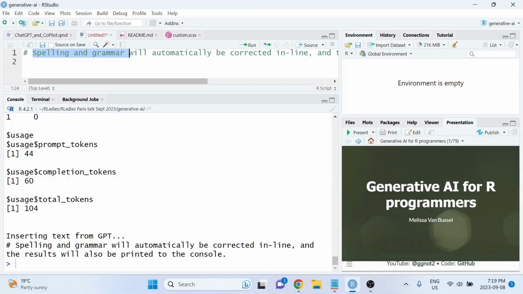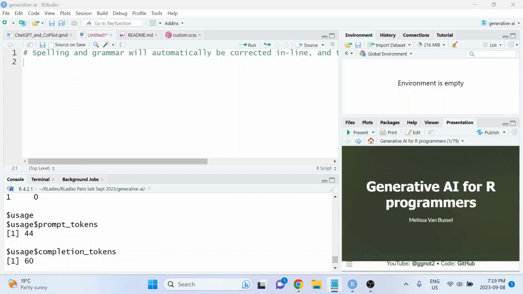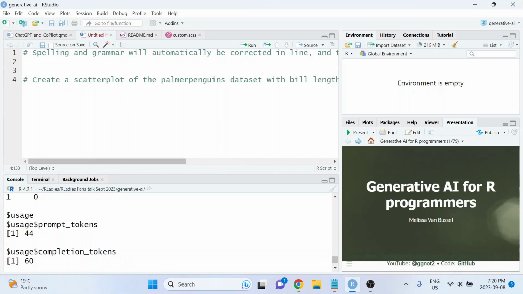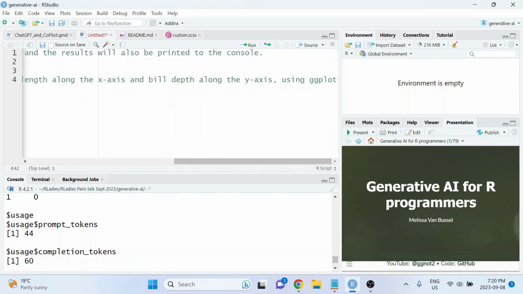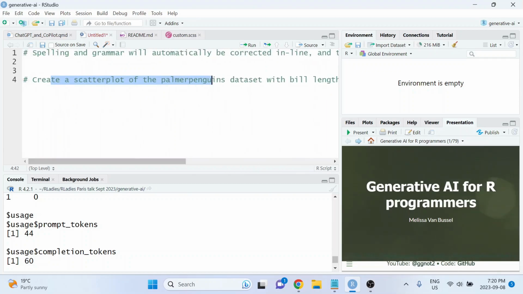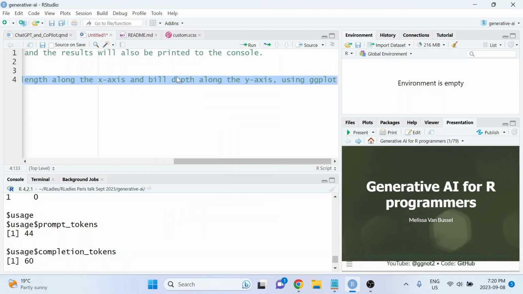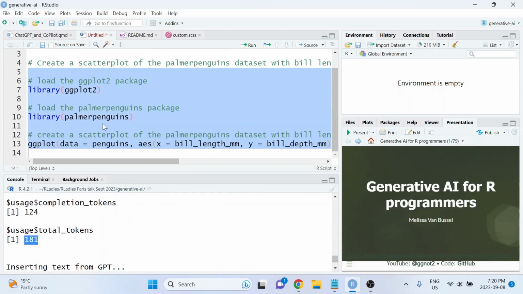The other nice thing about gptstudio is that it's also going to tell you how many tokens you used in order to do that. You can also use gptstudio to convert comments into code. Here I have a comment that says create a scatter plot of the Palmer penguins data set with bill length along the x-axis and bill depth along the y-axis using ggplot. I'm going to highlight that, and then under add-ins, gptstudio, I'm going to click on comment your code, and that's going to convert that comment into code. And there we go. That used 181 tokens, and I didn't have to type any of that code myself.